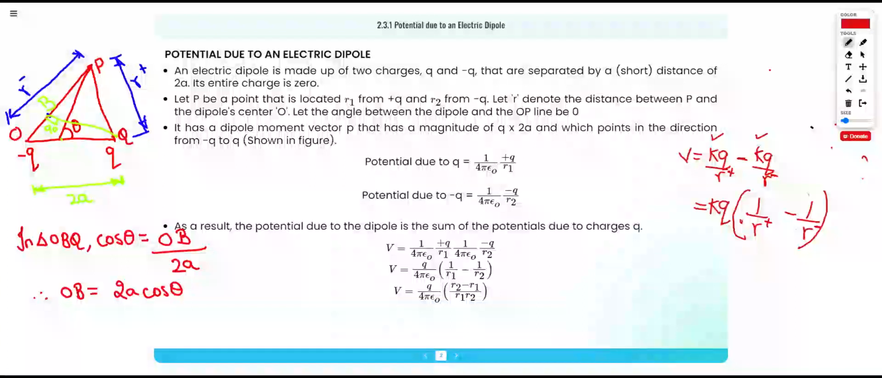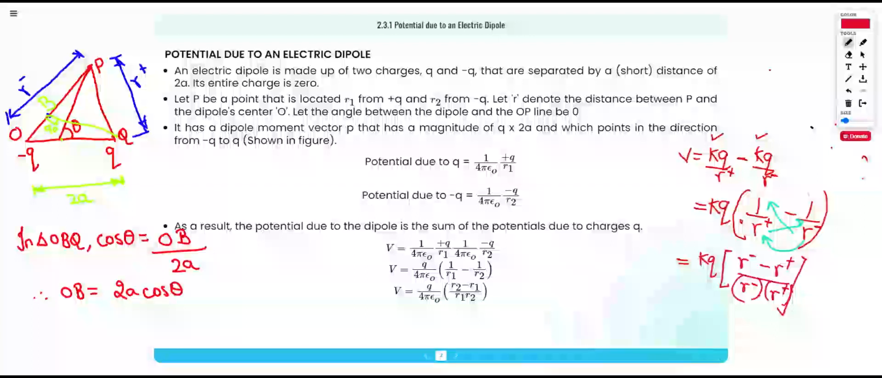Okay, then the cross multiplication. How will that cross multiplication work? This will go here, this will go here, and these will be multiplied with each other. Then I will write KQ in the bracket, R negative minus R positive over R negative times R positive.